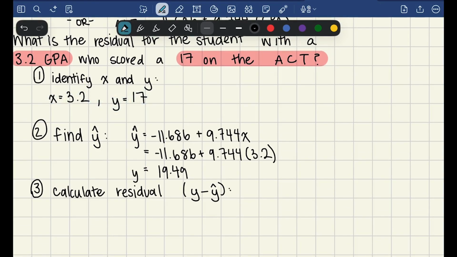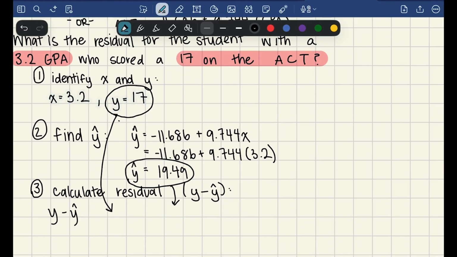Finally, we're going to use what we got on these 2 steps to calculate the residual. So we have identified our y here, we're going to use that in the equation, and we've just calculated our y hat. So when we do y minus y hat, we do 17 minus 19.49, which when you put that in your calculator, you get negative 2.49, and that is our answer. That's the residual.